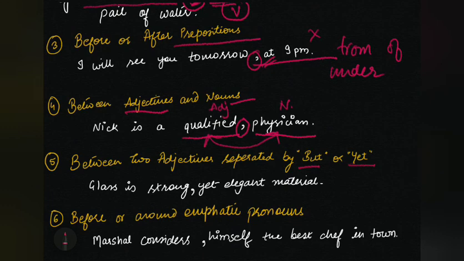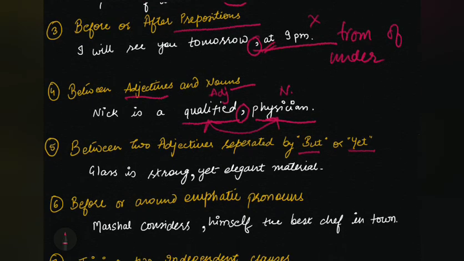Fifth, between two adjectives joined by "but" or "yet". Okay, let's look at the example: glass is strong yet elegant material. So I've put "yet", a correct conjunction. This comma is incorrect, because a comma with a conjunction is used to join two independent clauses. So that's why you don't use a comma here.